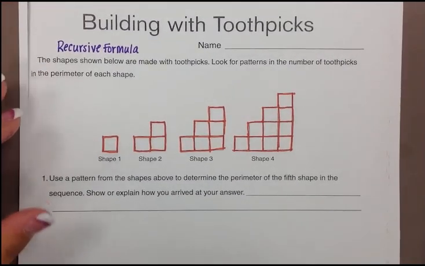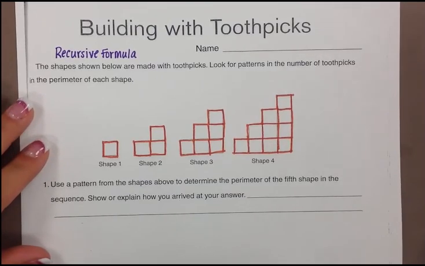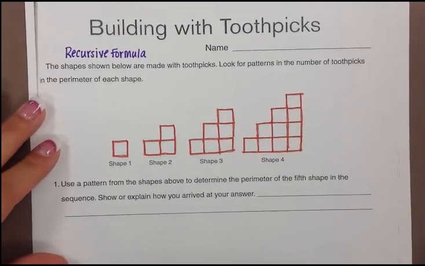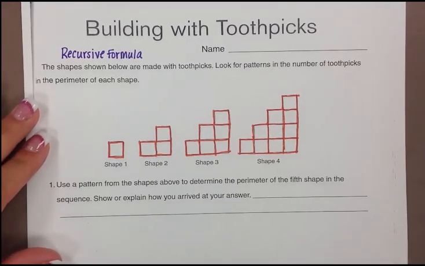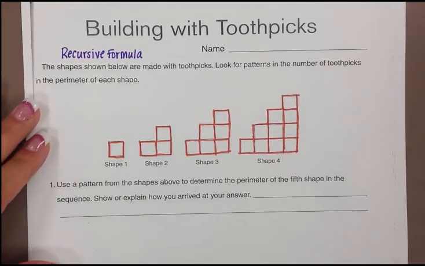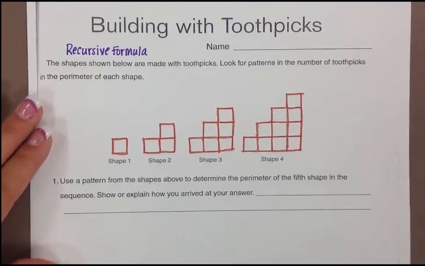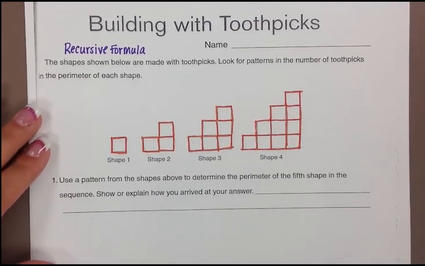Today we're going to talk about recursive formulas. We're going to use this Building with Toothpicks worksheet to help us understand them. The shapes shown below are made with toothpicks. We're going to use these patterns to determine what each perimeter would be for the next shape.